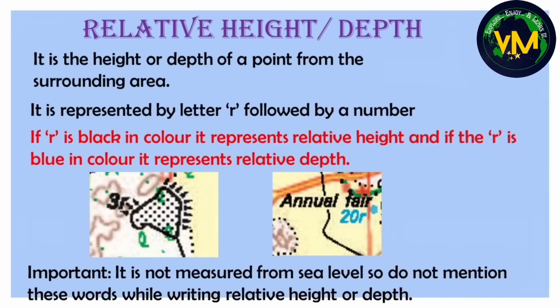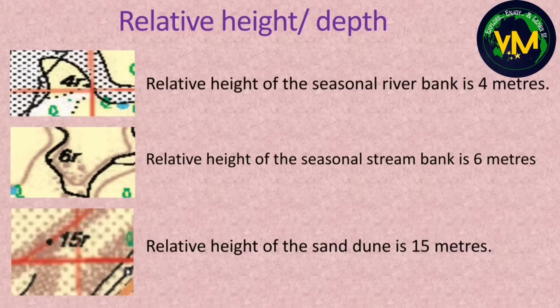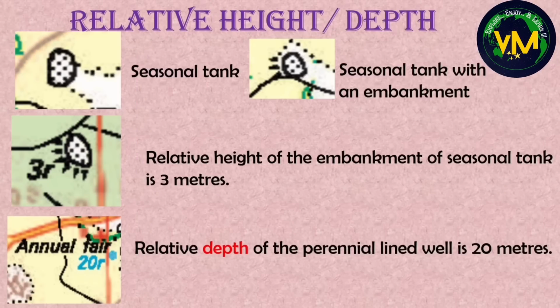And always look at the letter R. If the letter R is black, then you should write relative height. And if the letter R is blue, you have to write relative depth. In our topographical maps, only for perennial lined wells, we have relative depth.